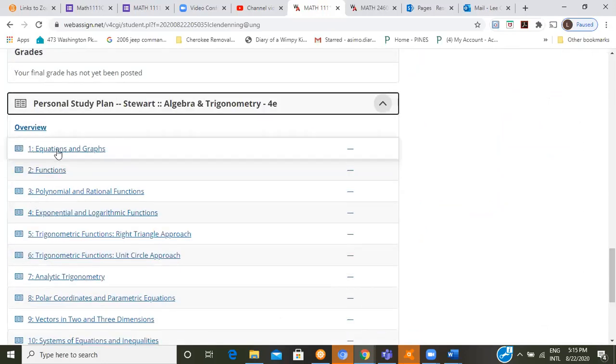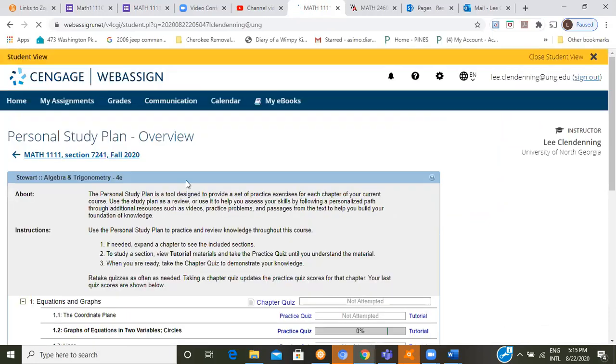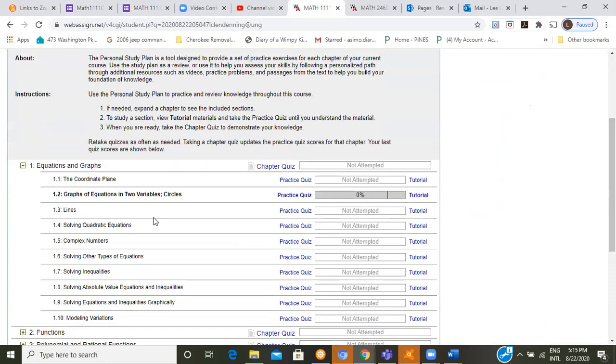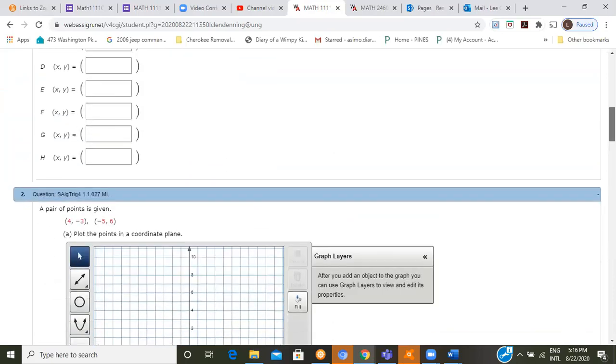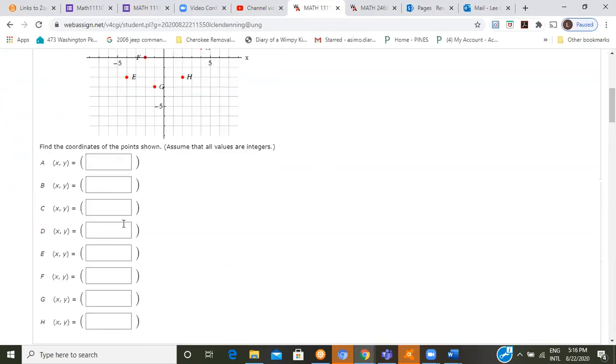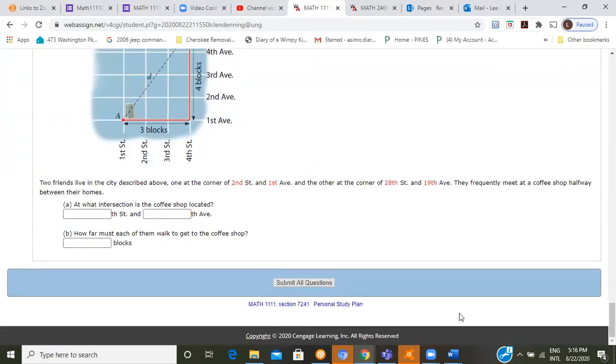Right now, we are in equations and graphs. The two sections for this first week were 1.1 and 1.2, and we're doing the practice quizzes. The actual assignment is then in D2L. When I had you do 1, 2, 3, 4, and 5, this literally is problem 1. You're entering coordinates here. The idea is to work the problem, enter what you get, and you can go all the way to the bottom and submit all questions.